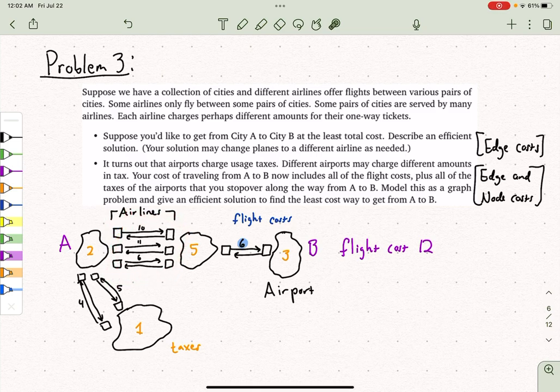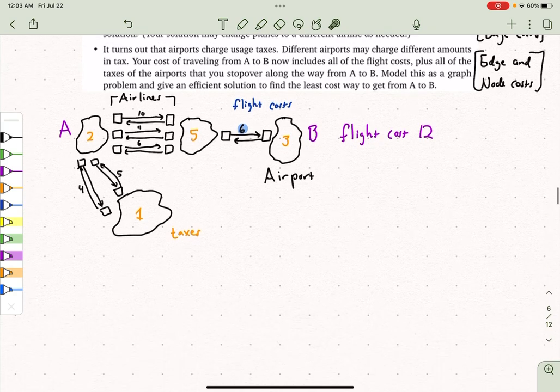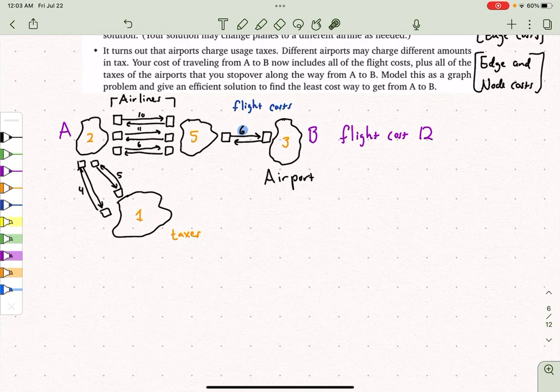And in this problem, we're allowed to actually switch airlines, so it's pretty convenient. For example, we could start at A, take the bottom airline, which has a flight cost of 6. We end up there. We take the only flight possible, which has flight cost 6, and so we end up at city B with total flight cost 12. So this is the first part of the problem. We'll solve this first, and it's pretty straightforward. The only complication is that we have multiple options.